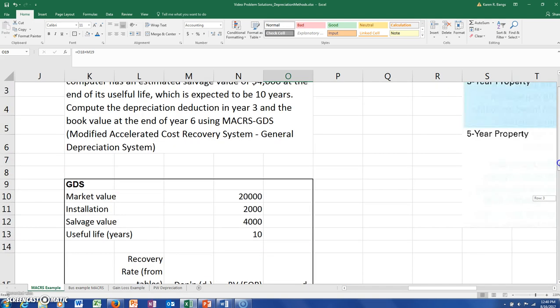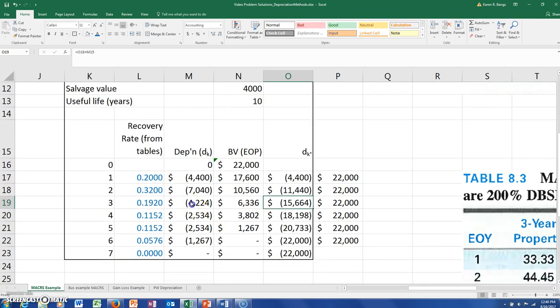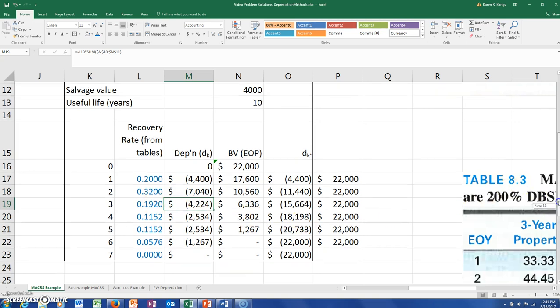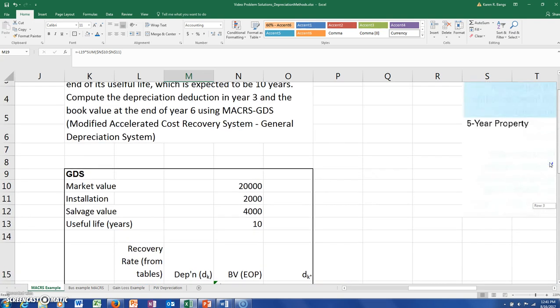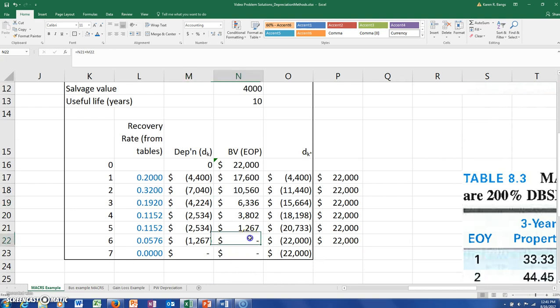It asked us, what is the depreciation deduction in year 3? The depreciation deduction at the end of year 3 is this $4,224, which again is our recovery rate for year 3 times our cost basis. And then it also asks us what is our ending book value at the end of year 6. And we can see this from the table as well, that our ending book value is 0 after we have taken all the depreciation in years 1 through 6.